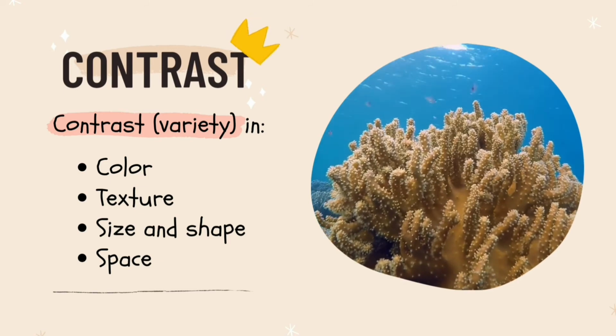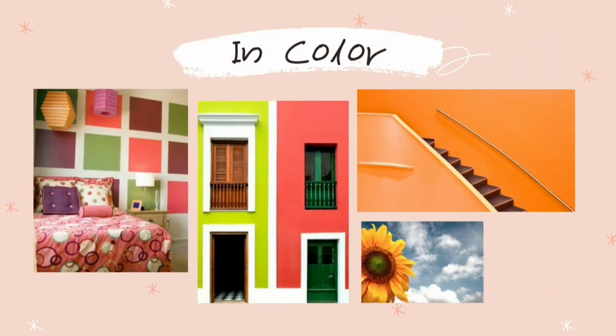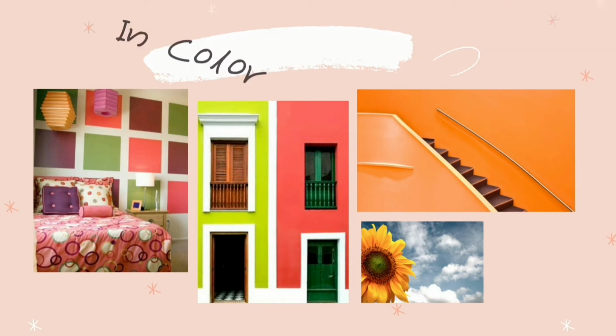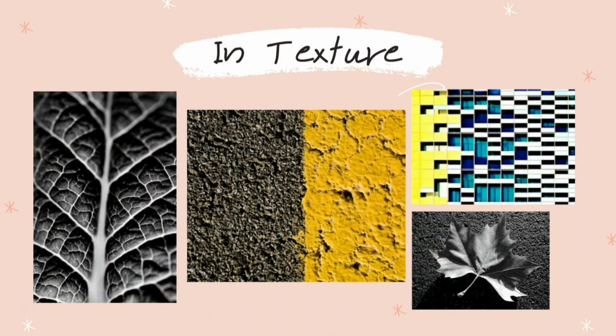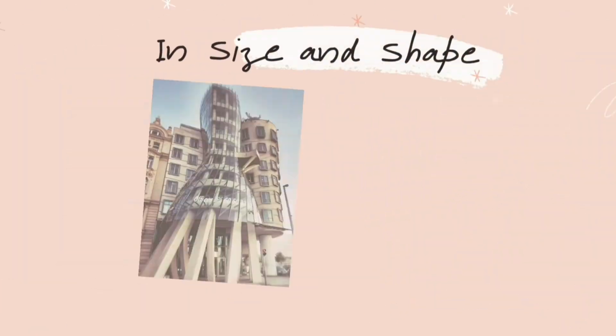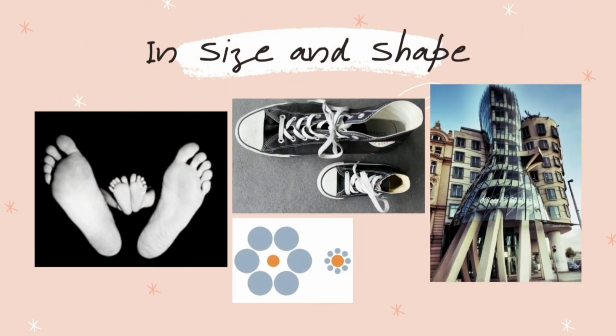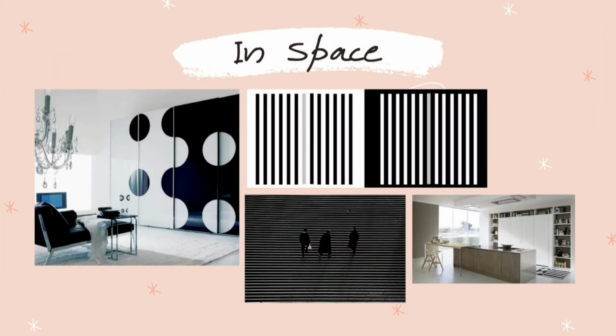Let's discuss each of them. Here are some examples of contrast in color. Contrast in texture. Contrast in size and shape. Contrast in space.